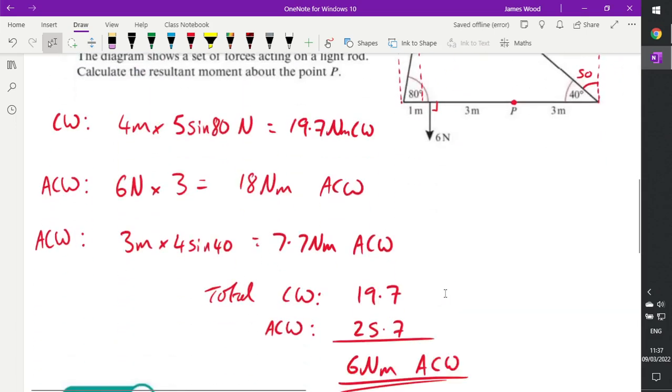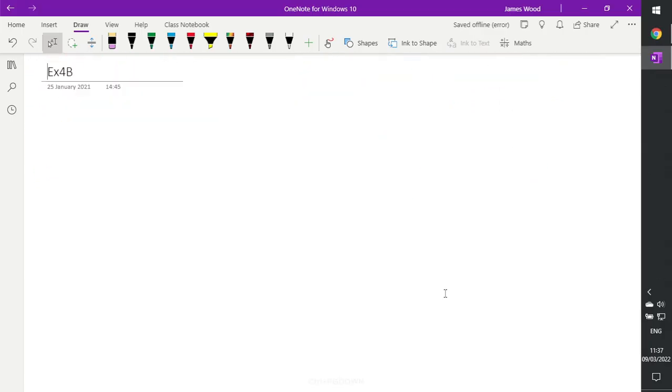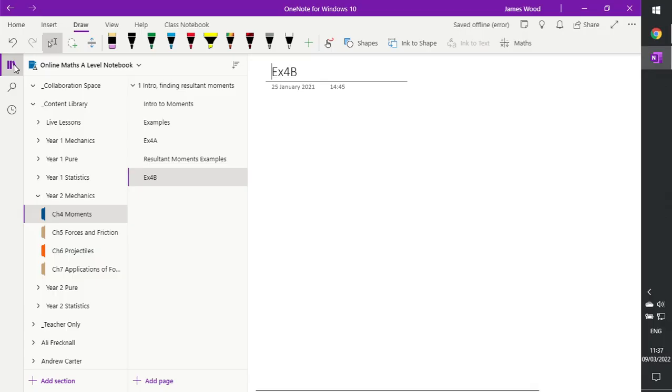Okay. Cool. So you should now be able to have a go at exercise 4b, which is all about finding resultant moments.